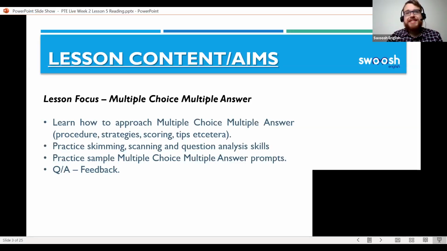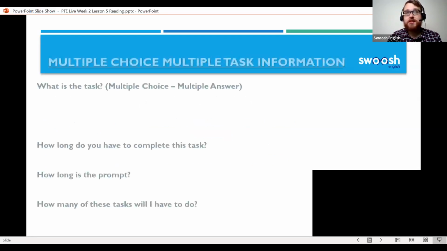We're going to practice some essential skills, including skimming and scanning, as well as analyzing the question, what the question is asking us, and how we are best to answer it. We are, of course, then going to practice some sample multiple choice, multiple answer prompts. That is what you're here for today, after all, the PTE practice. And then at the end, you will have your chance to ask any questions and get feedback upon your performance and your score. Let's get started.